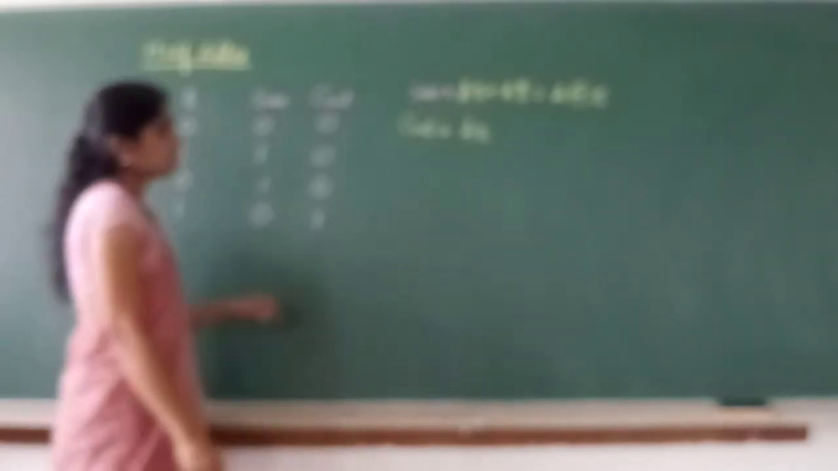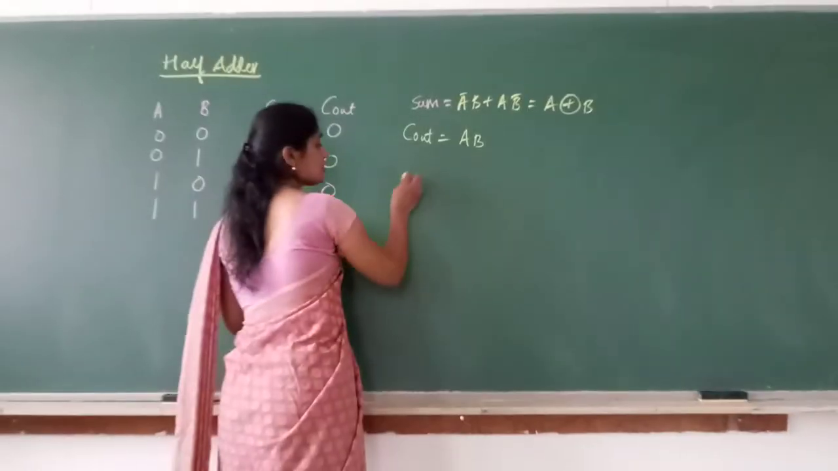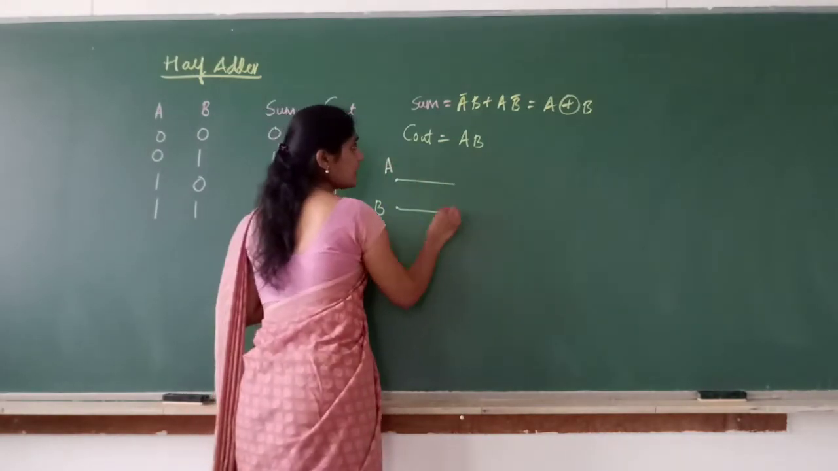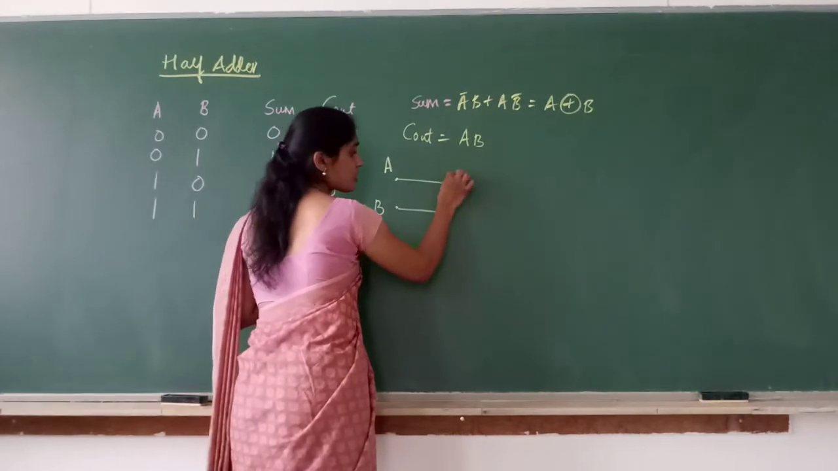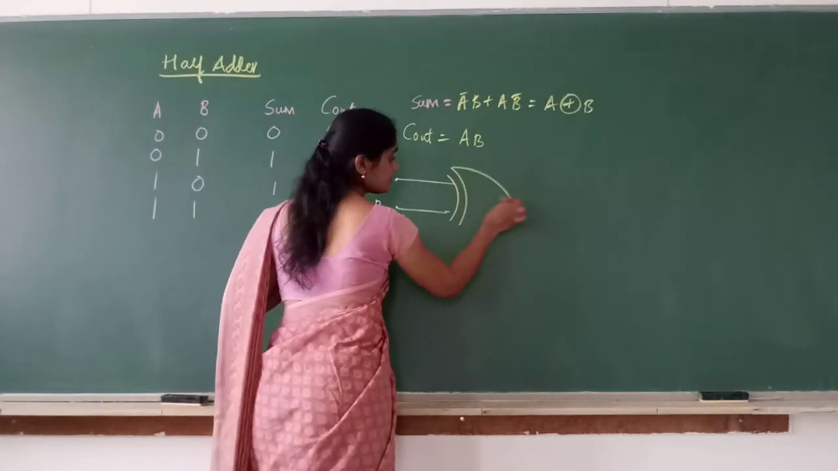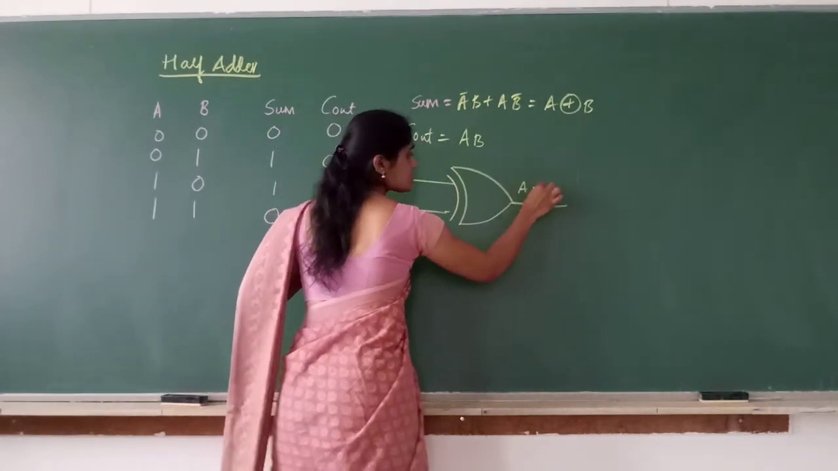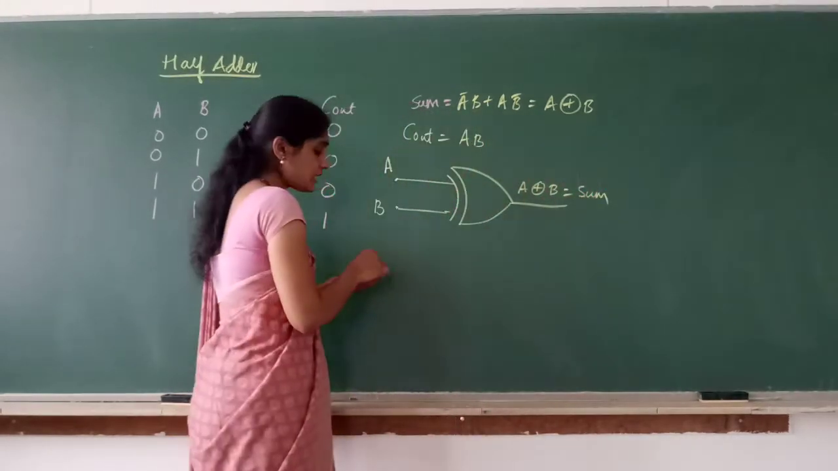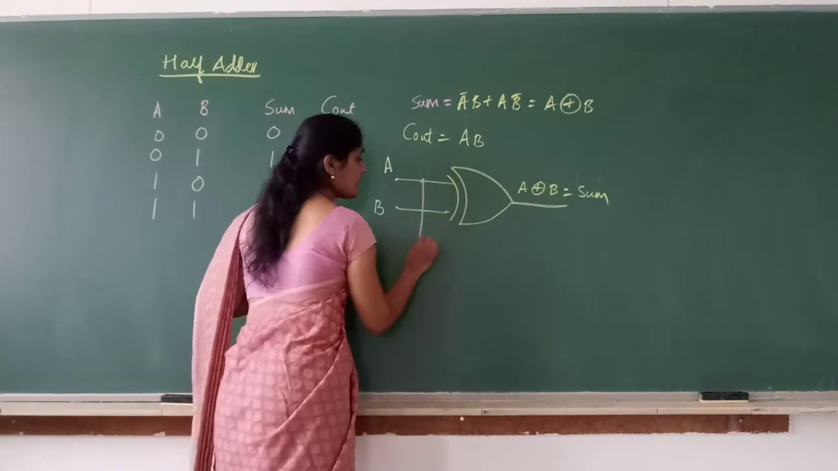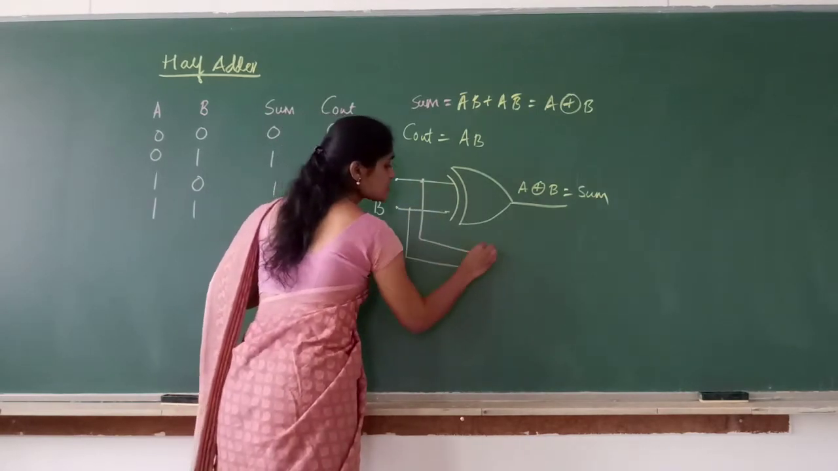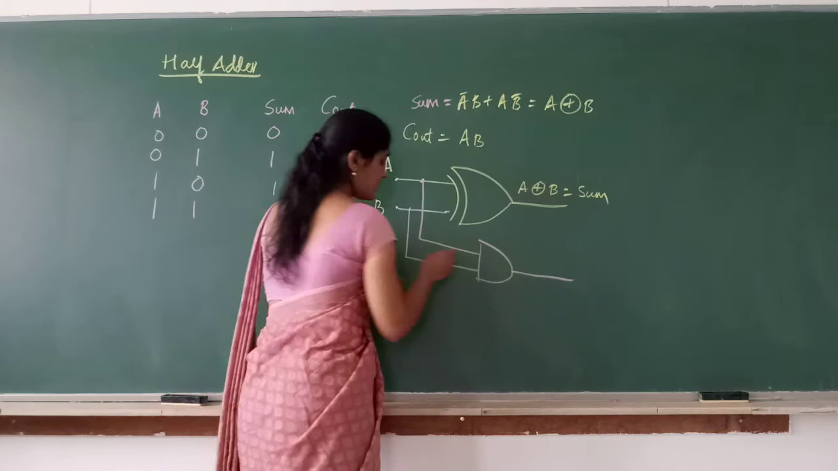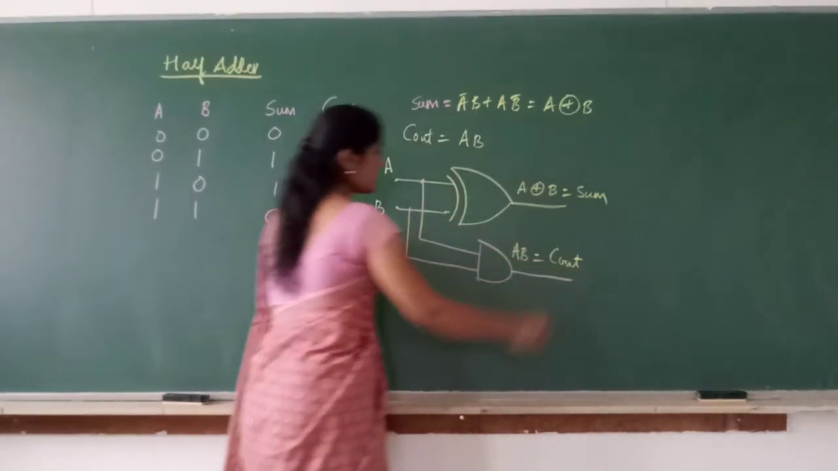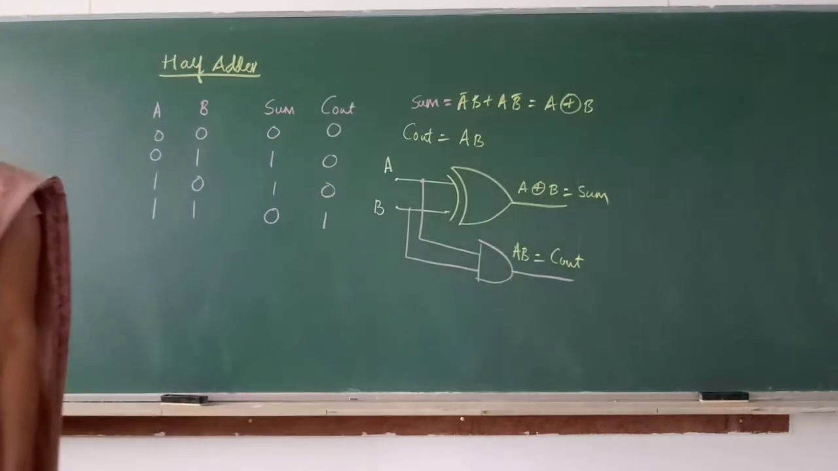Now, if I have to design half adder with inputs A, B: sum is A XOR B, so give A, B to an XOR gate. And carry out is AB. So take A, B, give this to an AND gate, and this will be AB, which is nothing but carry out. Okay. So this is the logic diagram for half adder.